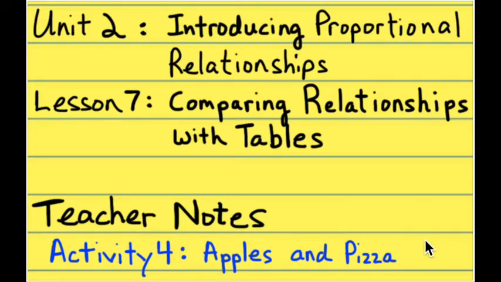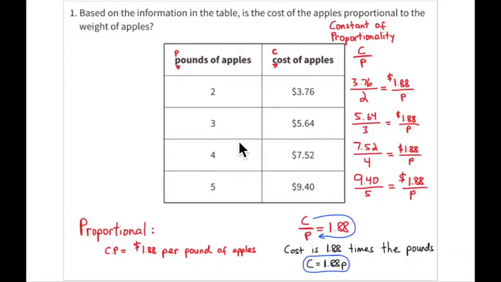This is lesson 7, comparing relationships with tables. And this is activity 4, apples and pizza. In this first table, the question is, is the cost of apples proportional to the pounds of apples? And so the way to figure that out is you look for a constant of proportionality. Is there a constant cost of apples per pound regardless of how many pounds of apples you purchase?